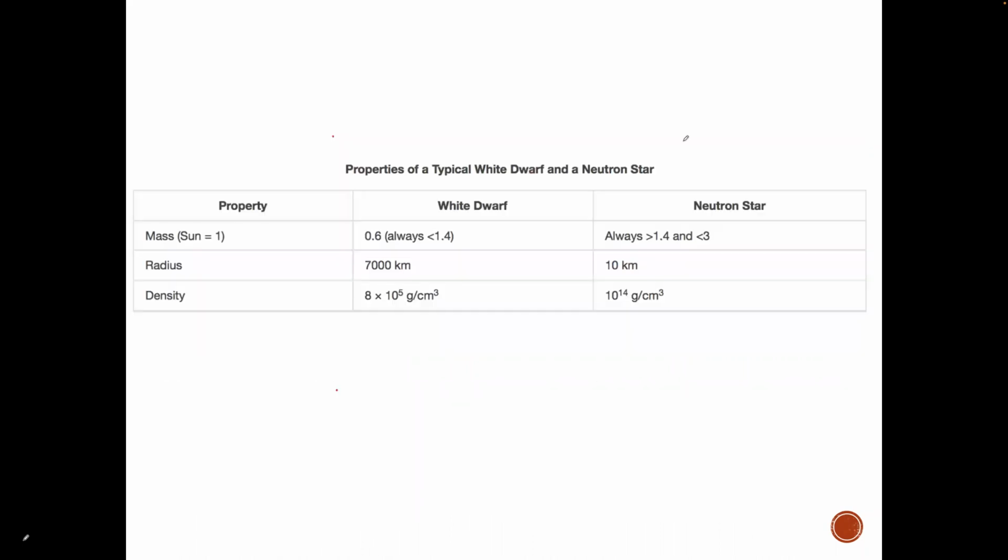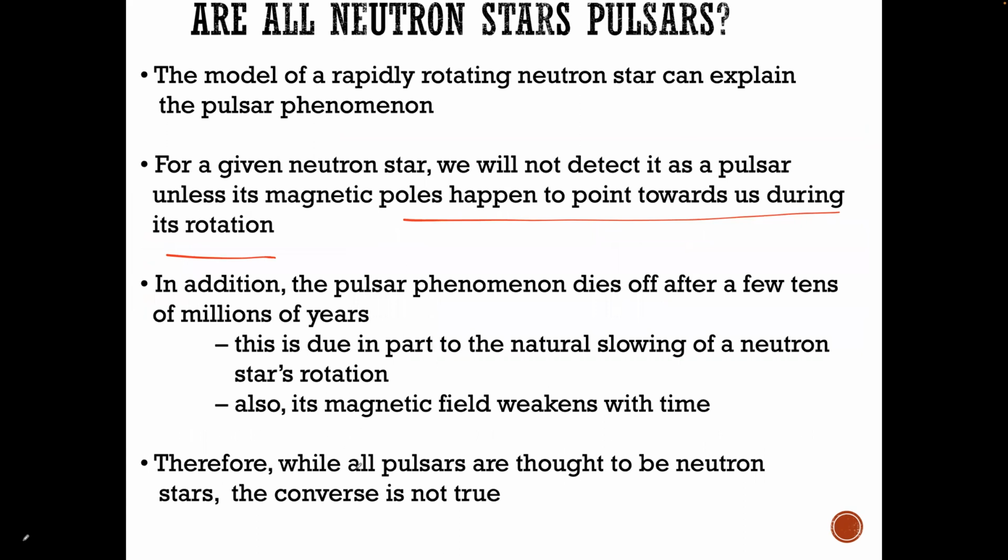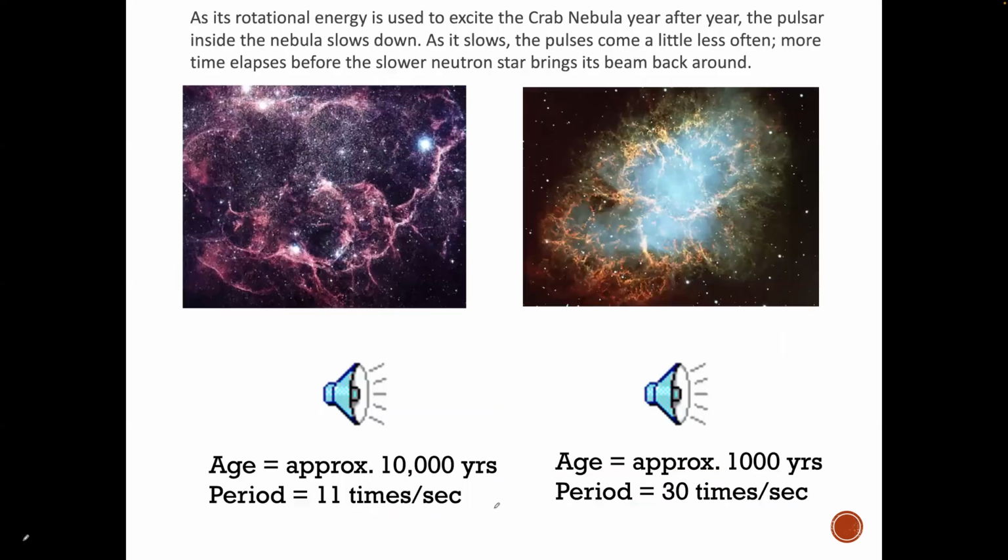but the neutron star will still be there, right? That's why we say that all pulsars are thought to be neutron stars. However, the converse is not true. If you have detected a pulsar, that means there should be a neutron star there. But there may also be neutron stars that we are not detecting as pulsars. So all pulsars are thought to be neutron stars, but all neutron stars may not be pulsars, right? I guess the reason is clear to you, right?